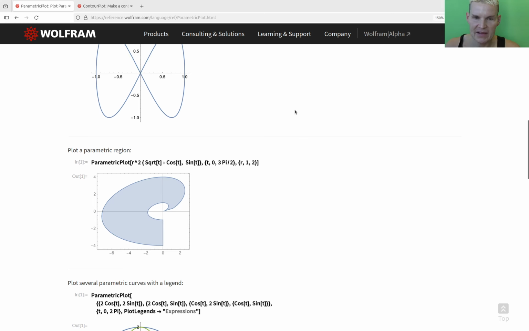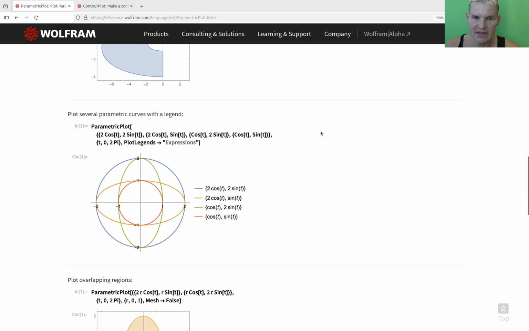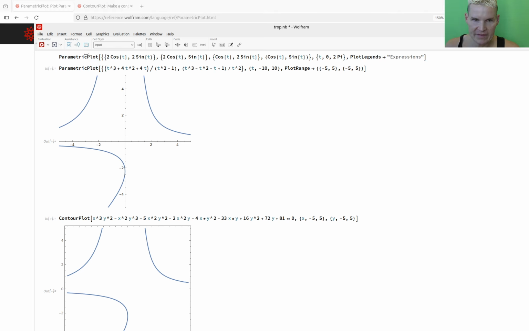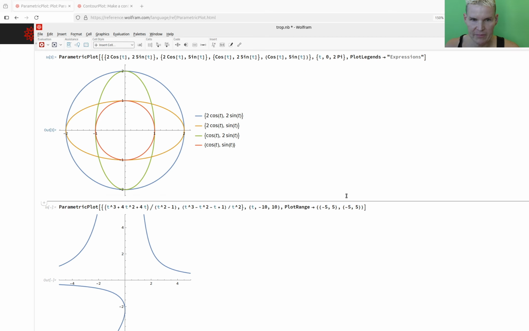So parametric plot is something like that. Here you can parametrically plot a circle, using cosines and sines. So you just copy that, paste it here, and it should just spit out the picture from before, right?